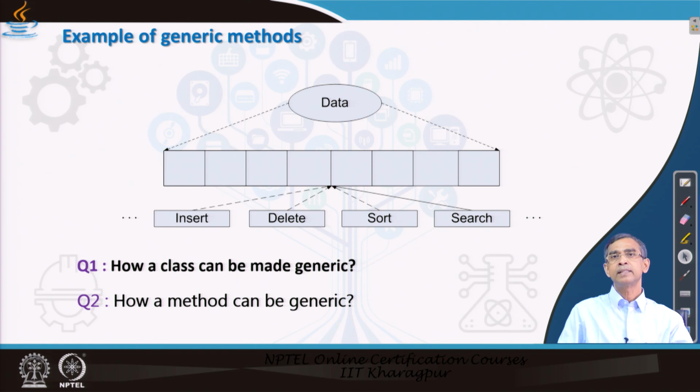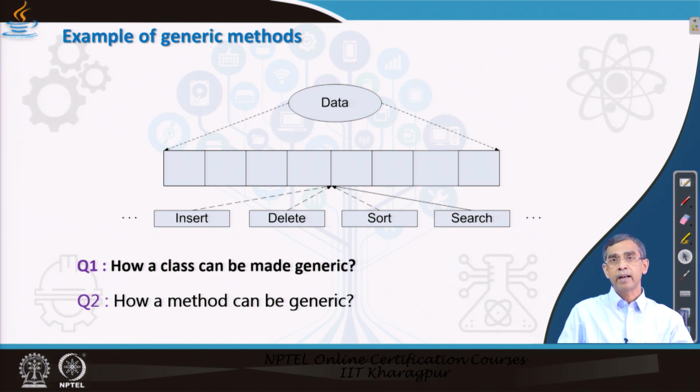Now, other than this generic method, there is one more concept: how we can define an array which can store any type of data. That means the same array name, say x, can at different times store an integer, a string, a floating point value, or any user defined type.